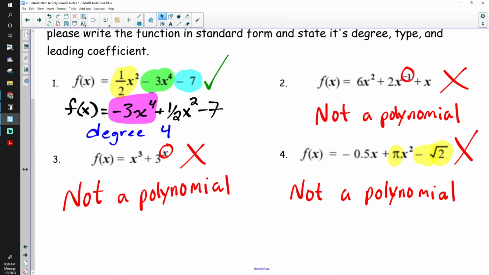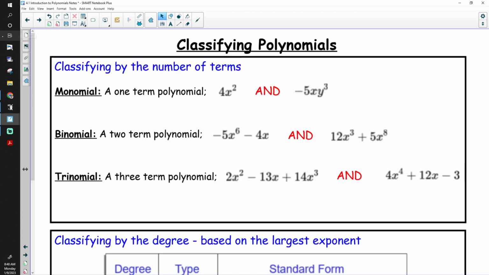Okay, questions about standard form or degree? Or it's good? Good. Okay. Alright, I think this is the second to last thing.